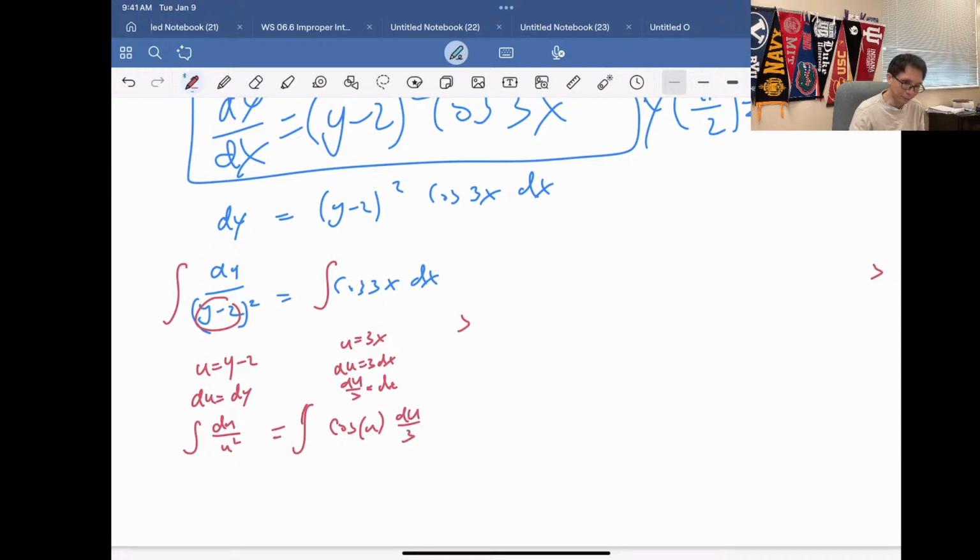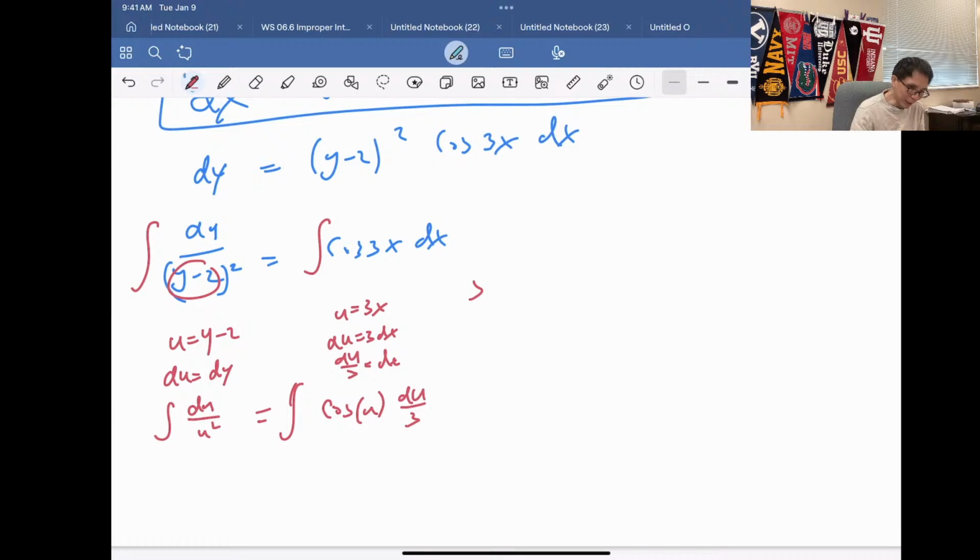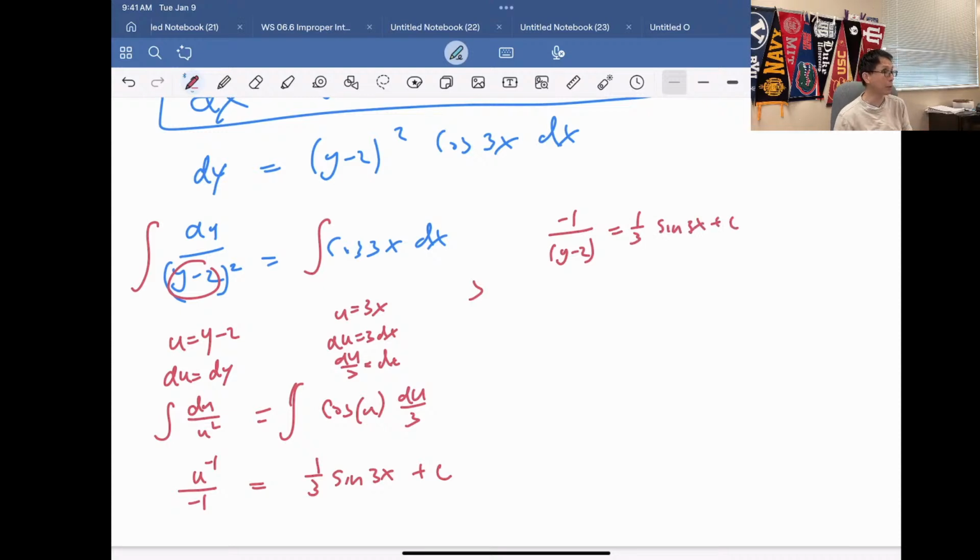And now I'm going to get u to the negative 1 over negative 1, and that's equal to 1/3 sine of 3x plus c. Or you're going to get negative 1 over (y minus 2) equal to 1/3 sine of 3x plus c. Now here, how many points would you earn on the AP exam? You earn 3, because you take an integration on the left hand side and an integration on the right hand side.